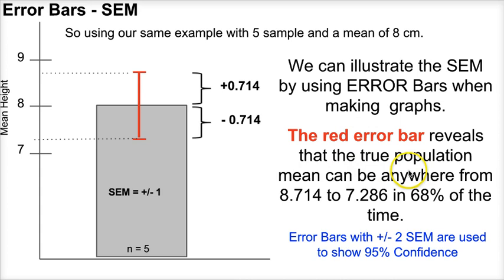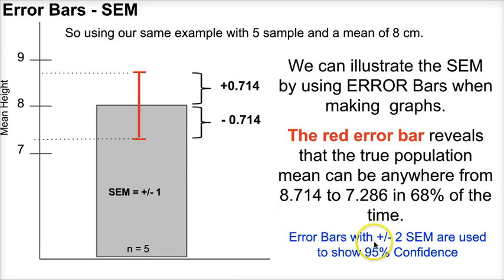So this reveals the true population mean can be anywhere from 8.7, that's just adding 8 to this value, to 7.286, that's subtracting that value, just like we did with standard deviations. Okay, 68% of the time. Why 68% of the time? Because it's the first standard error of the mean. Remember, standard error of the mean is really the standard deviation of all the means that could be possible.